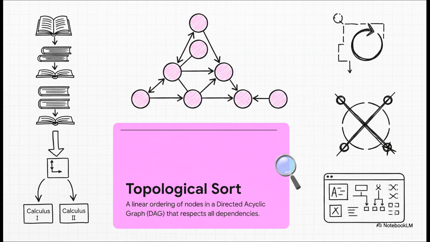You have to take Calc 1 before Calc 2, right? A topological sort figures that out for you. And the key thing to remember is it only works if there are no cycles, what we call a directed acyclic graph, or a DAG.